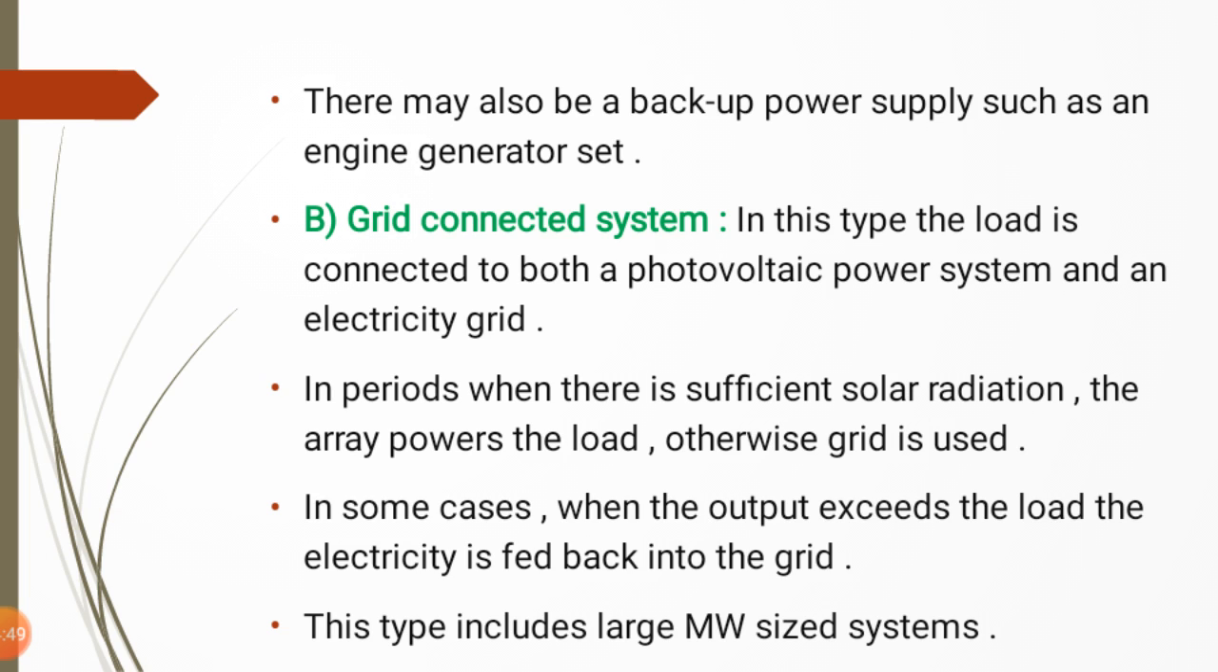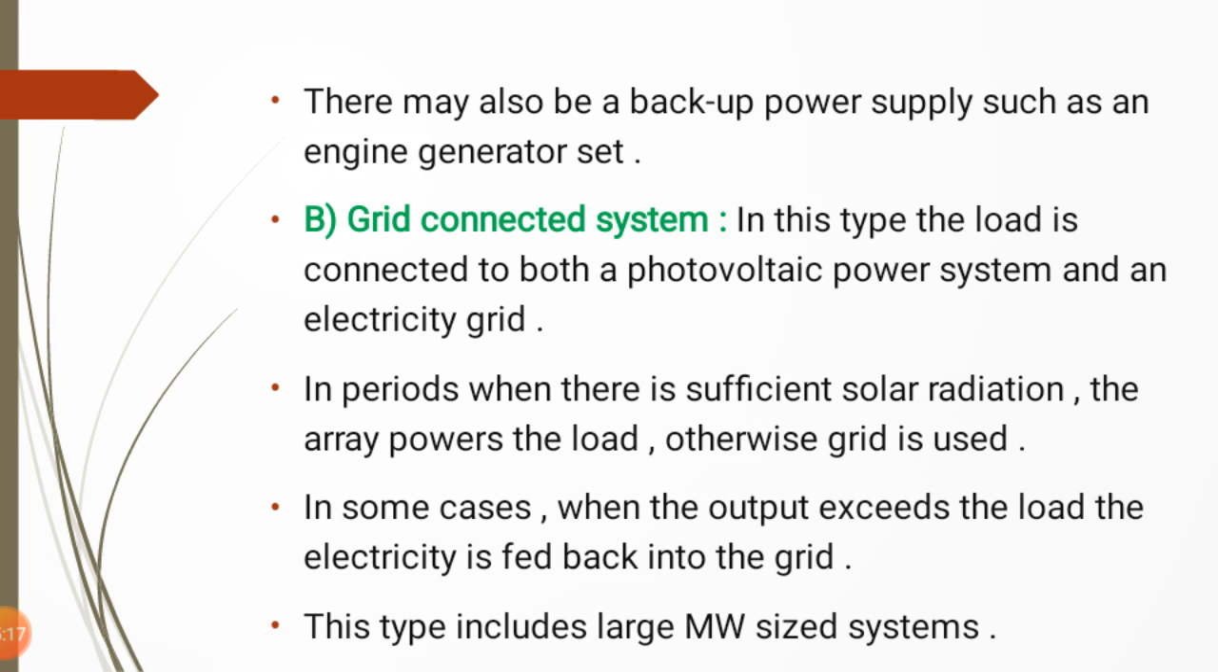So this is the power grid, and in the grid connected system, the load is connected to both the photovoltaic array as well as the electricity grid. The load means the place where we want to use that electricity. That means the load is connected to both: the photovoltaic power system, that is the photovoltaic array, and second, the electricity grid.